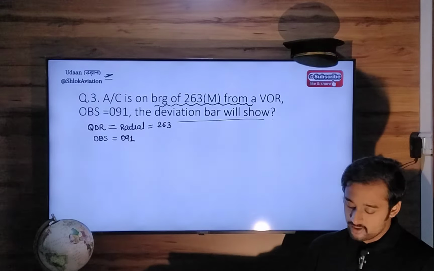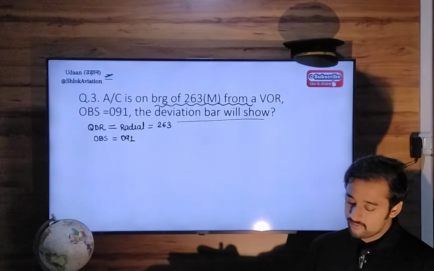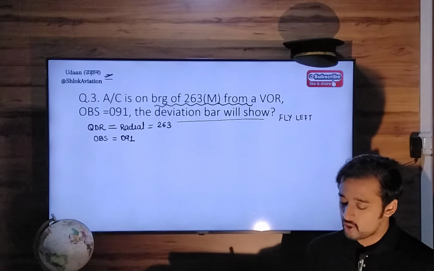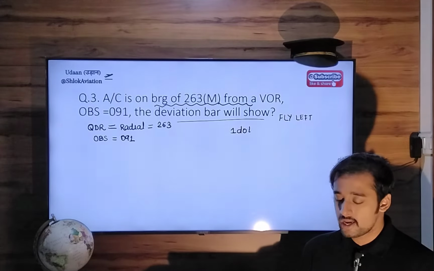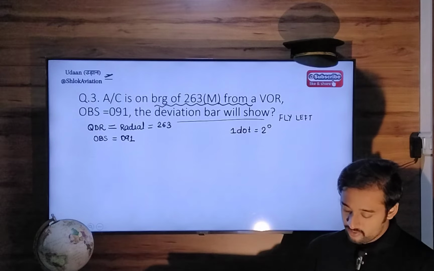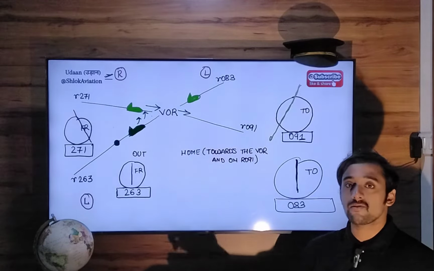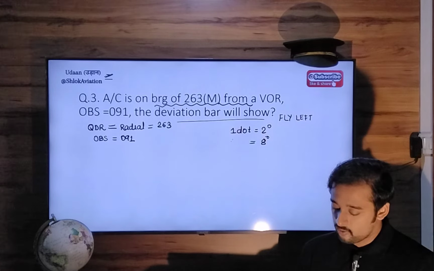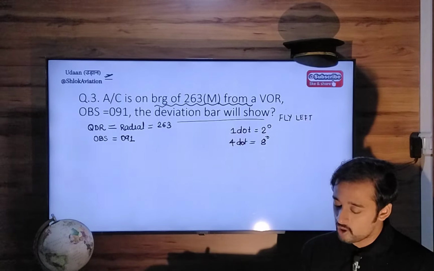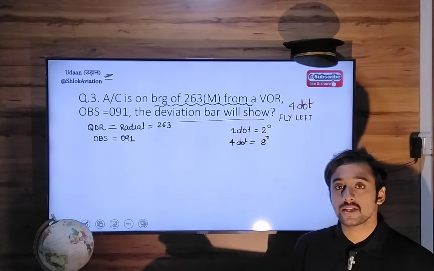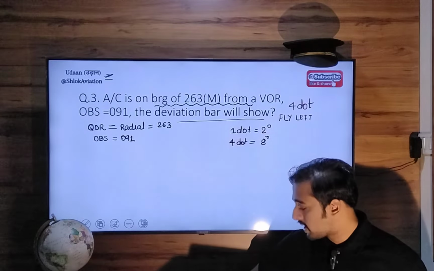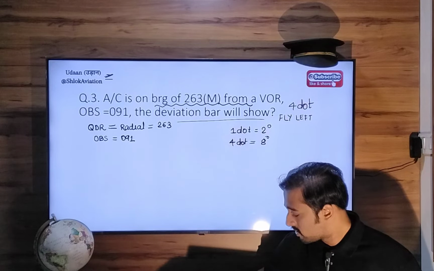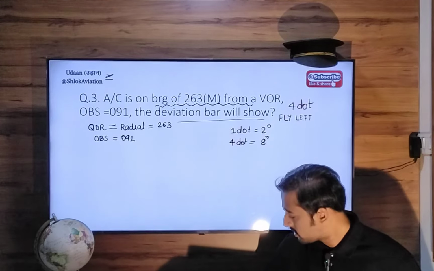So the deviation bar will show fly left. How many dots? One dot is equal to 2 degrees. The difference between 263 and 271 is 8 degrees, so 8 degrees will be equal to 4 dots. So a 4 dot fly left indication will be shown by the CDI needle.